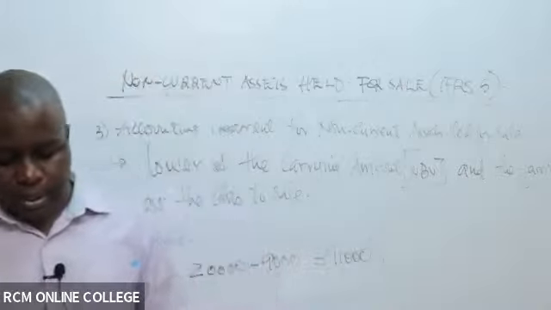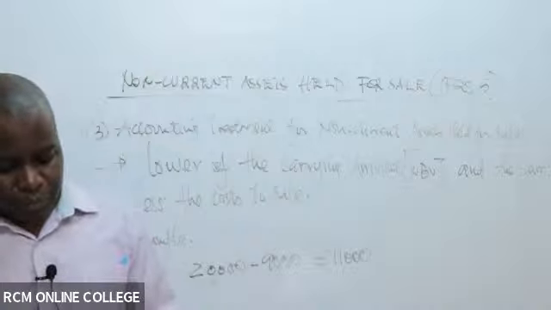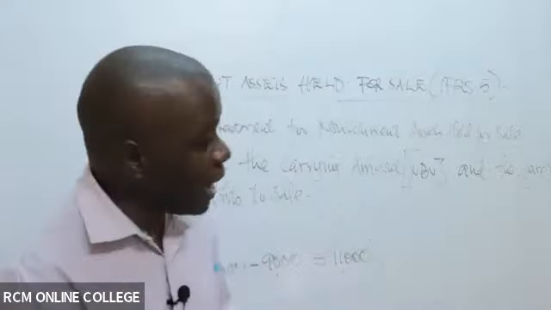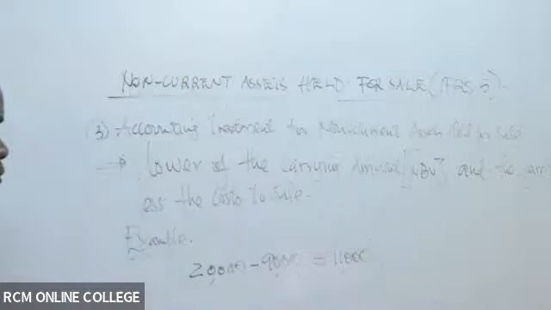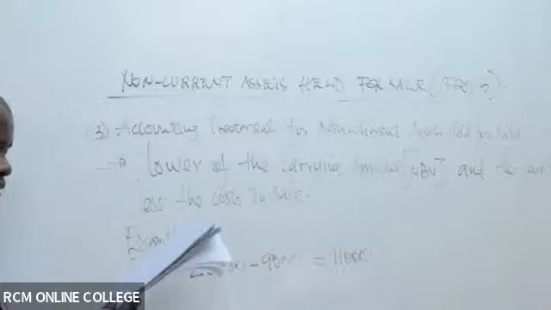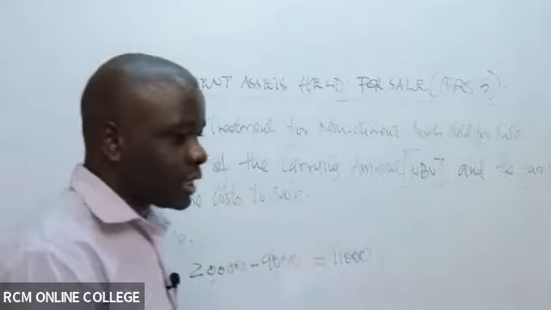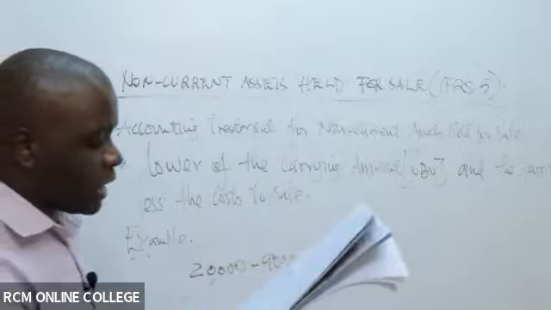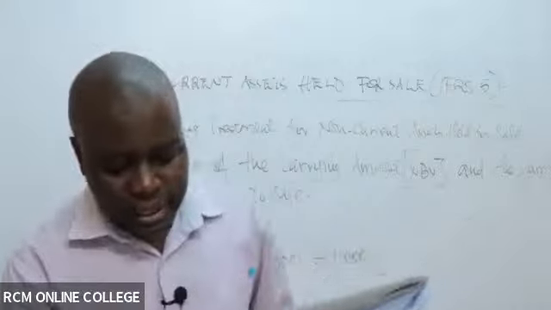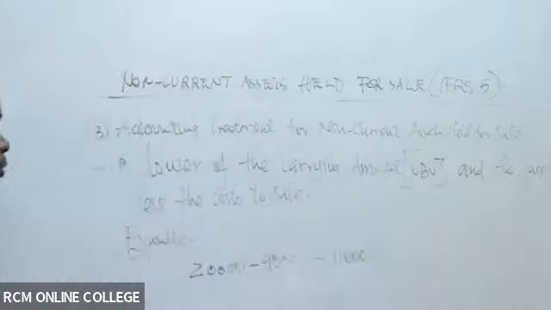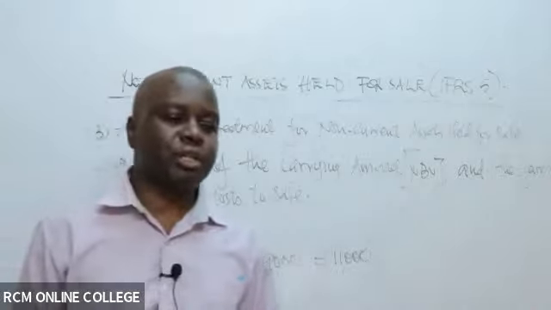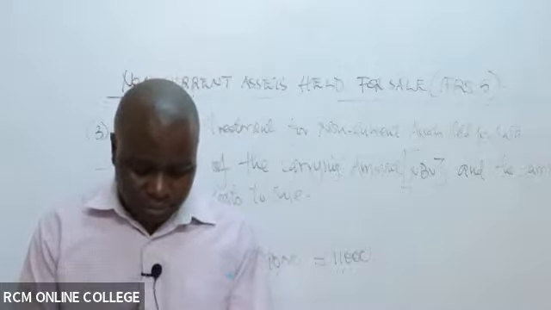Full stop. Then you write and say, suppose the fair value of the assets mentioned above, the ones we used in the example, is 12,000.